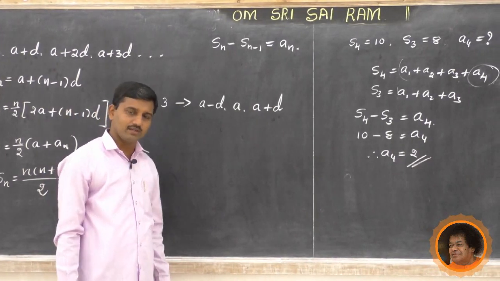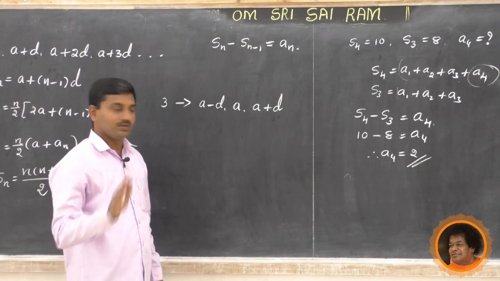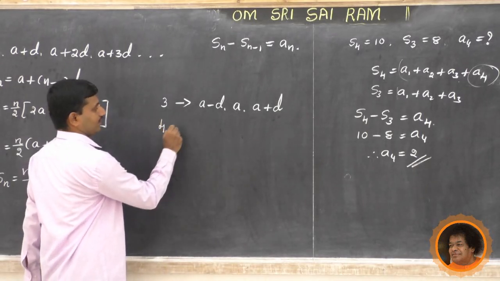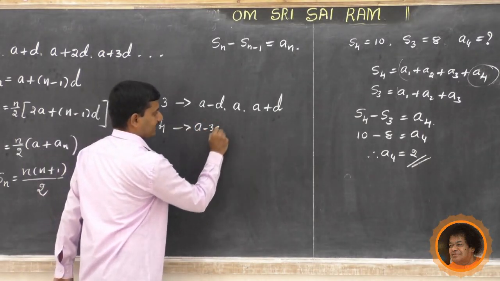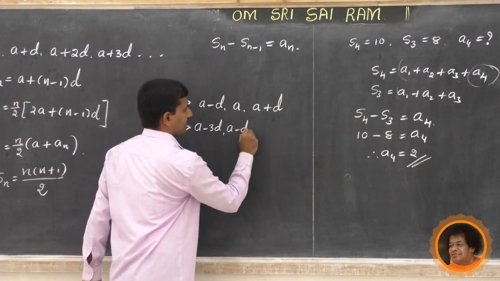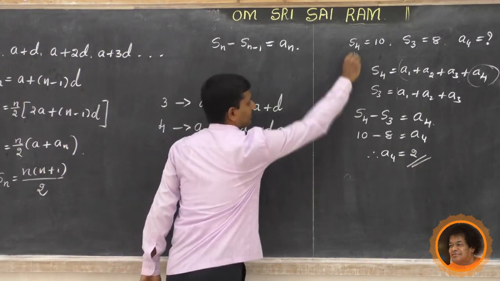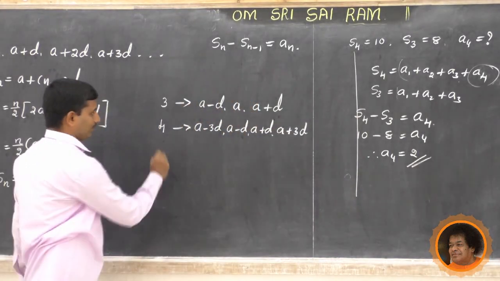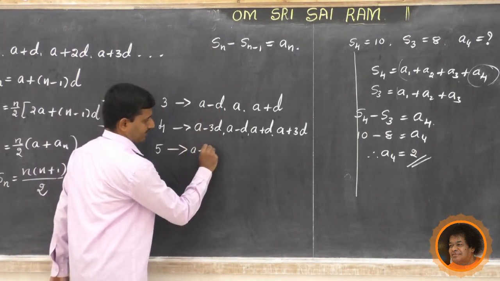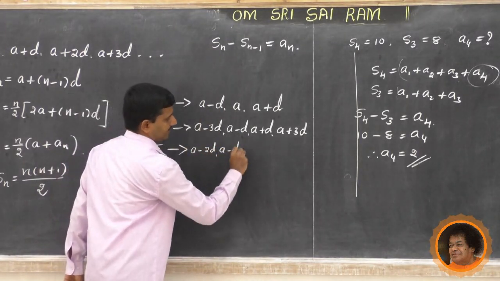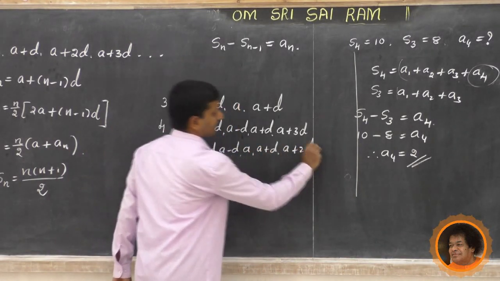Suppose the question is like this: find the 4 terms. How to consider the 4 terms? The 4 terms are a minus 3d, a minus d, a plus d, a plus 3d. So these are the 4 terms. Suppose 5 terms are given. Which are the 5 terms? a minus 2d, a minus d, a, a plus d, a plus 2d.